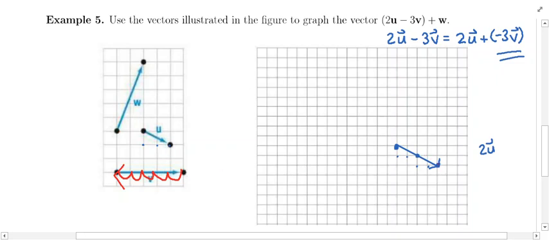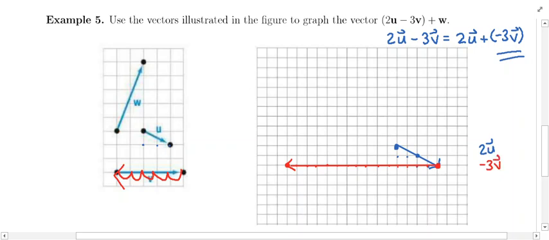Since we're adding these and I'm using method 1, the initial point will coincide with the terminal point of 2u. So this is the initial point, and we're going to go to the left 1, 2, 3, 4, 5, 6, 7, 8, 9, 10, 11, 12, 13, 14, 15. That is where we're going to end up. And this is the terminal point, so the arrowhead will be right here. So this is going to be negative 3v.